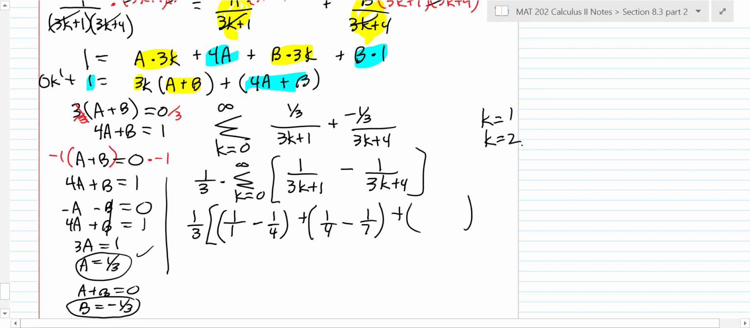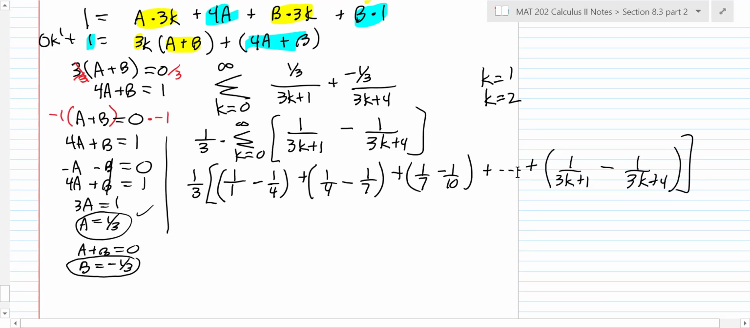I'm going to go out one more just to make sure. Okay, so let's go to k is 2. That would be 3 times 2 plus 1 would be 1/7. And then 2 times 3 would be 6, plus 4 is 10. So now we kind of got the structure. Then I'm going to go all the way out to the end where I have 1 over 3k plus 1 minus 1 over 3k plus 4 like that. Okay, so that's the idea. All right, telescoping. Is everybody with me okay on this one? Okay, and partial fractions, when you have that structure, telescoping often is what it ends up being.